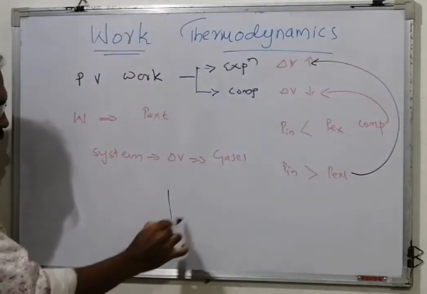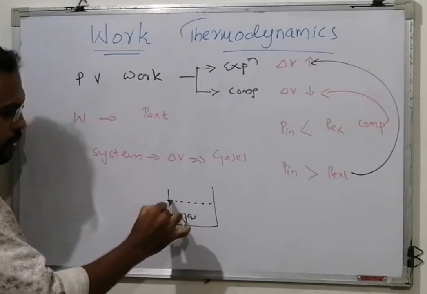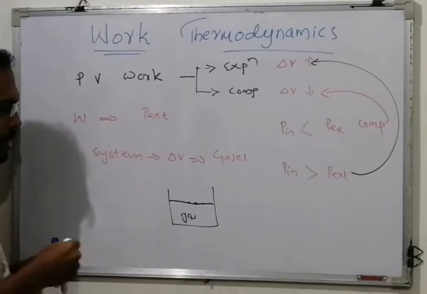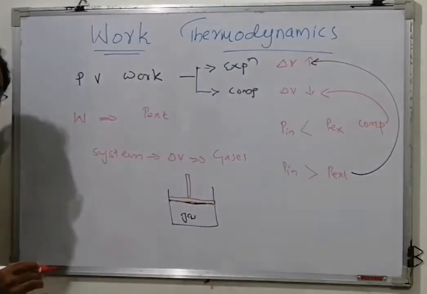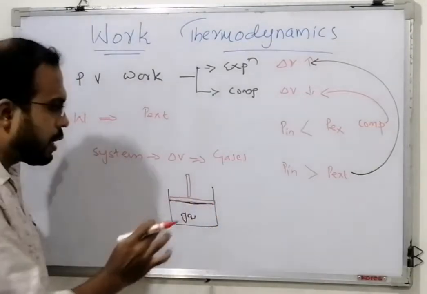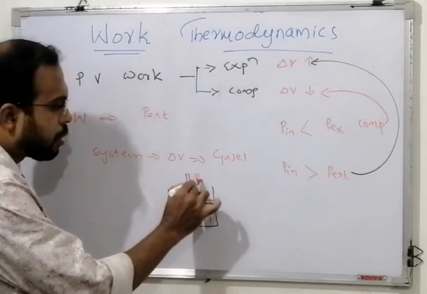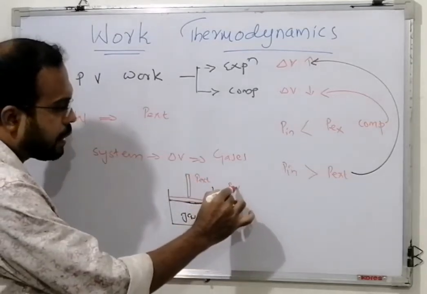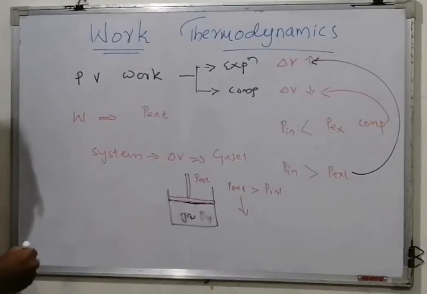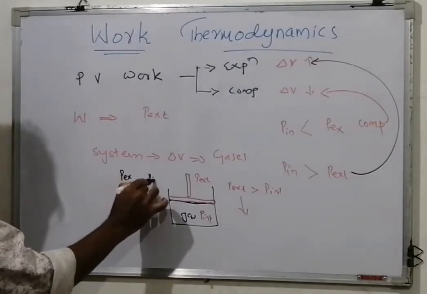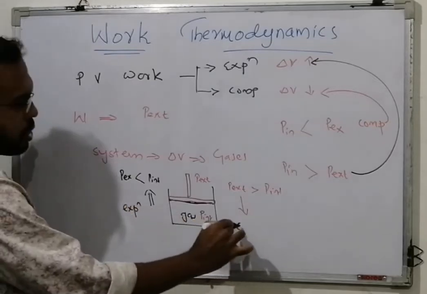Okay, you have a system like this. This is your system, a gaseous system. This is the bottom of the container, and the upper part of the container contains a movable piston. And this is a gaseous system. Here is your internal pressure and here your external pressure. If external pressure is greater than internal, the piston will move this way. If the external pressure is smaller than the internal pressure, the piston will move in this direction. This is expansion, this is compression.